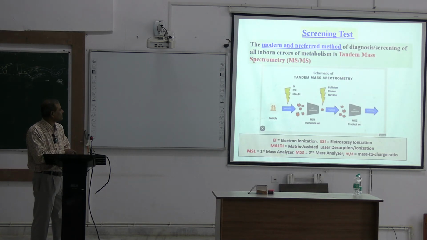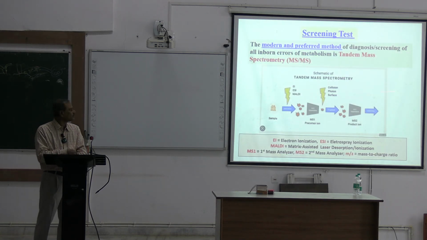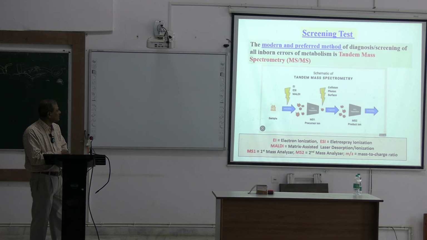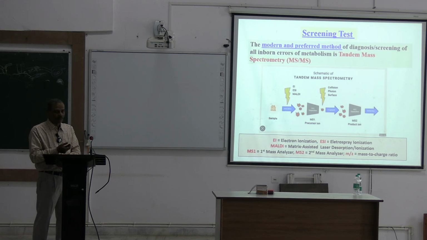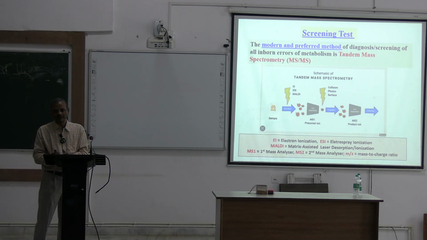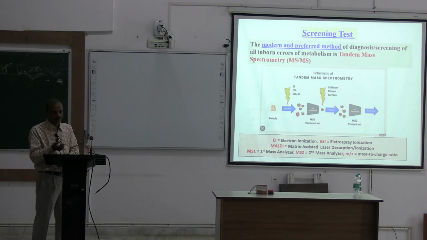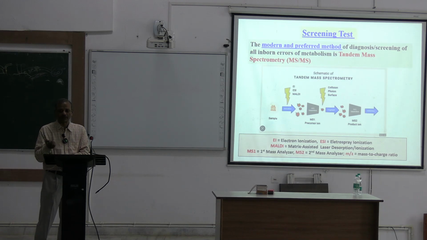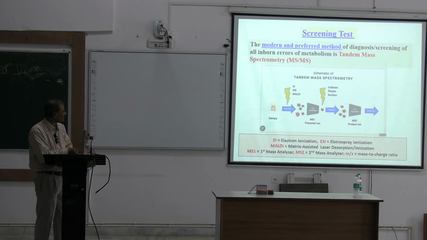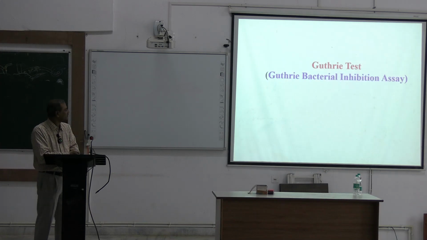So tandem mass spectrometry, as I told you, is the most preferred method. It is not available everywhere, but if you suspect, you can send it. A battery of 40 different tests can be done, maybe within an hour or so. Many child health institutes or pediatric departments use it for clinical purposes as well as for research purposes.